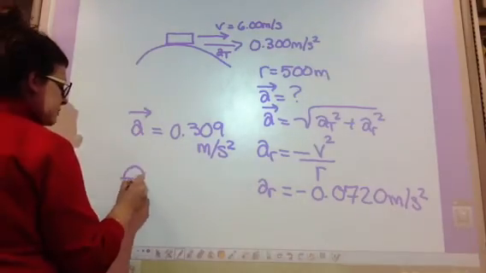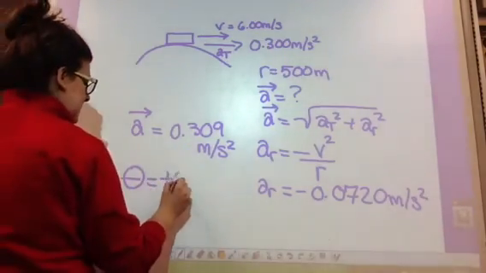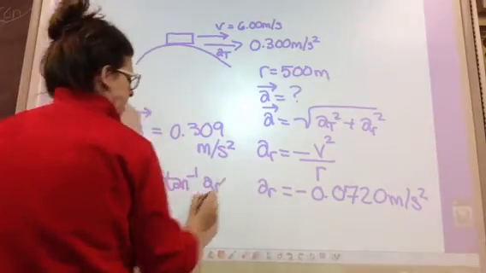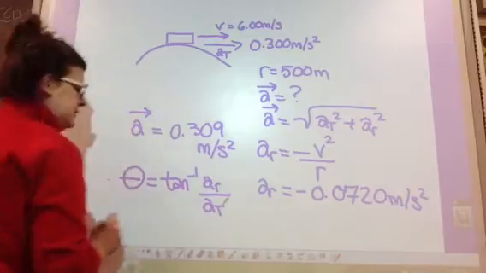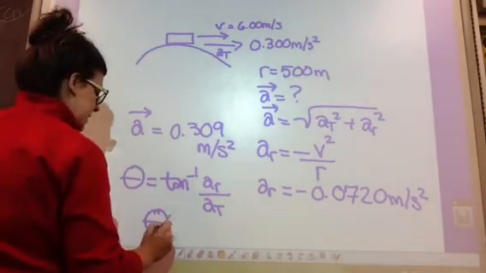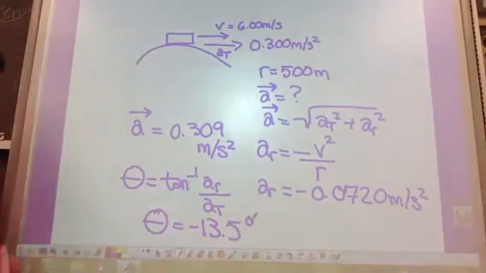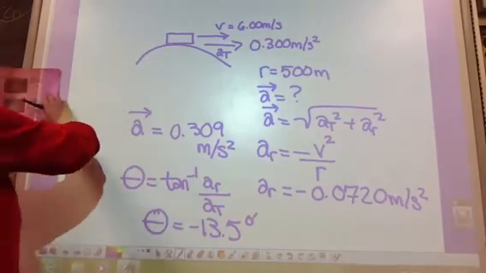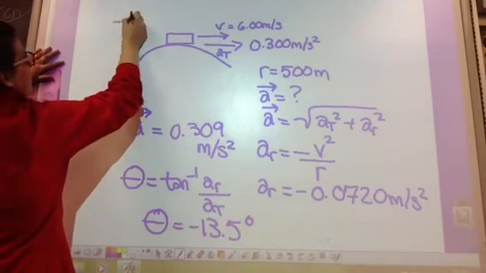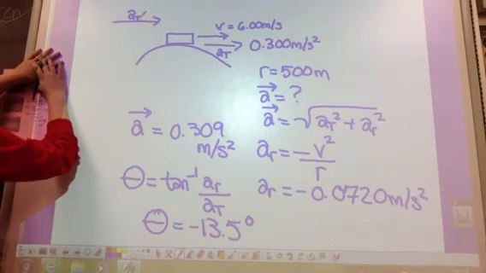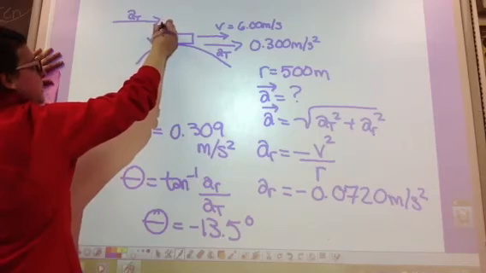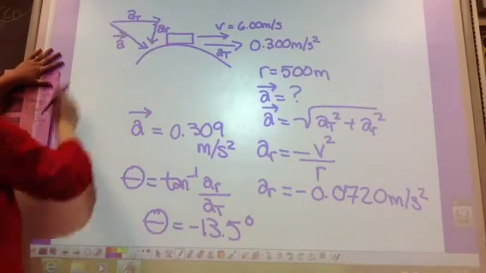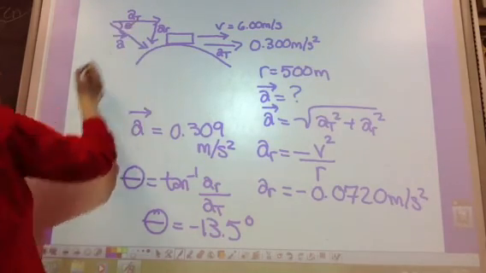But they also want me to find direction, so I need to find that angle. And I can do so by taking the inverse tangent of my radial acceleration over my tangential acceleration. If I do that, I'm going to get that angle to be a negative 13.5 degrees. So if I were to have broken up these into their acceleration components, my vectors there, I would have seen that the tangential a_t was moving in that direction. I know that the radial acceleration was moving that way, so my overall acceleration vector would be there, with my angle theta there.